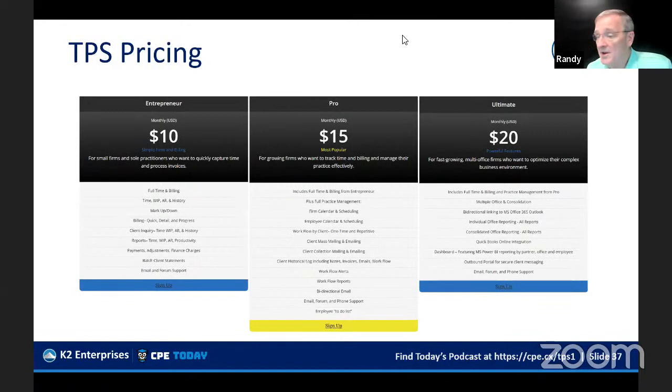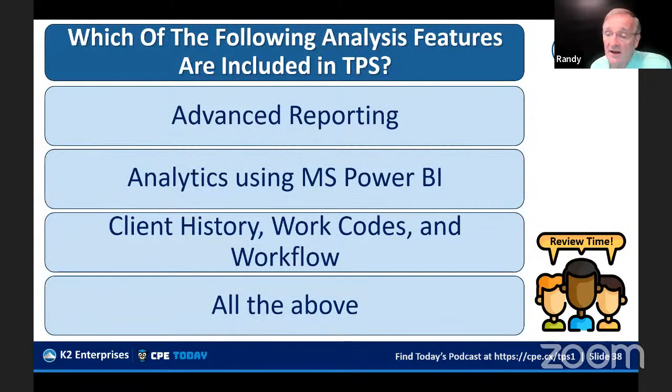So, that brings us to the fourth question here. Which of the following analysis features are included in TPS? Advanced reporting, analytics using Microsoft Power BI, client history, work codes, and workflow, or all of the above? Now, Ted, historically, we've talked a lot about your advanced reporting. We didn't talk much about it today. Well, can you just comment on that while people are trying to figure out the answer?